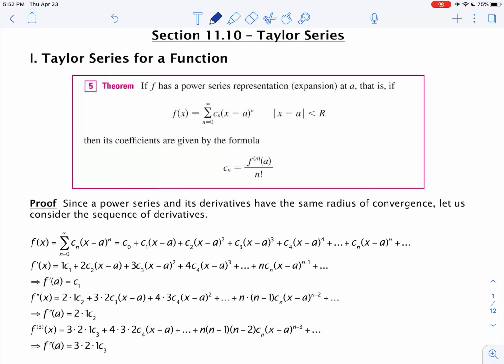Greetings. This is Chapter 11, Infinite Sequences and Series. We're going to discuss Section 11.10, Taylor Series.